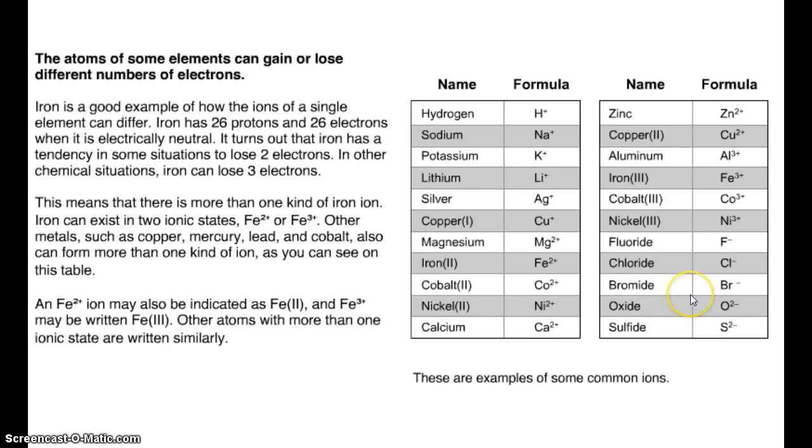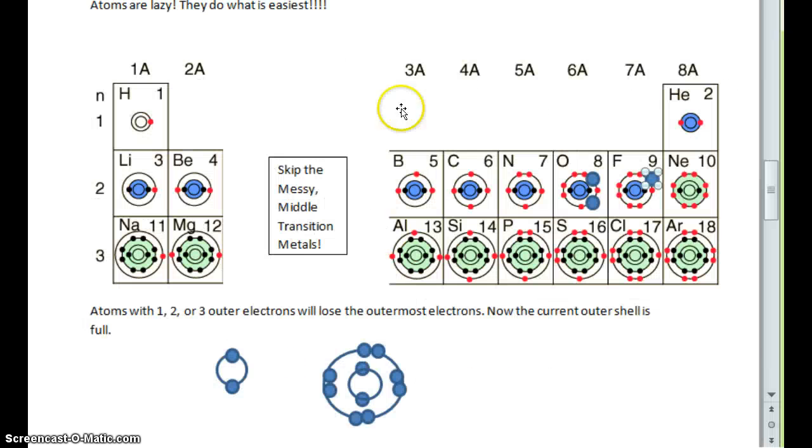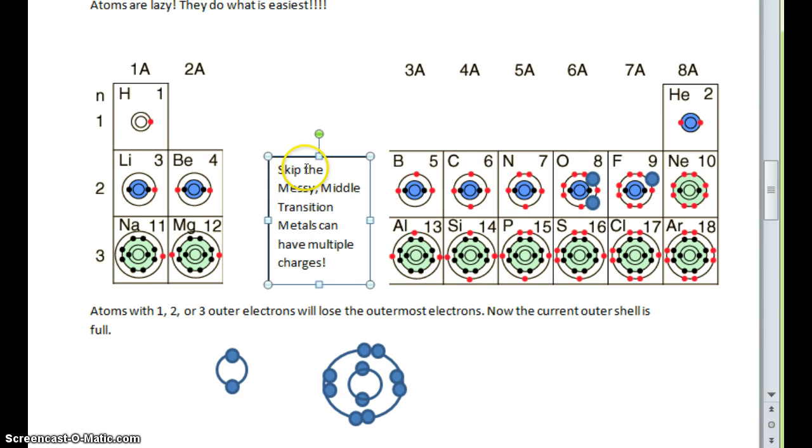Okay, so do you need to know which metals have multiple charges? You don't need to know their specific charge. You just need to know that the messy middle transition metals can have multiple charges. All the rest is based on the group. So group 1A has a charge of plus 1, plus 2, plus 3, minus 3, minus 2, minus 1.